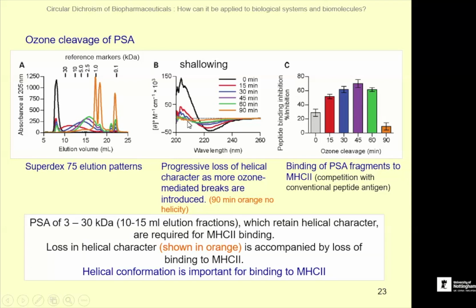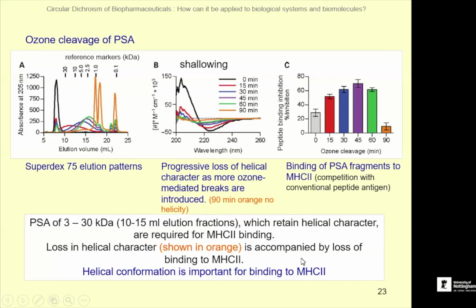Looking at this, the cutoff is roughly where the orange spectrum is, the 90 minutes. So if it's less than 90 minutes, you've got at least some alpha helicity, and the authors then made the connection that the binding to MHC2 is dependent on alpha helicity. A cutoff of 3 to 30 kilodaltons is the size range where it retains enough helical character to be an optimum range for activating MHC2. Not entirely convinced by it, but they do link up.